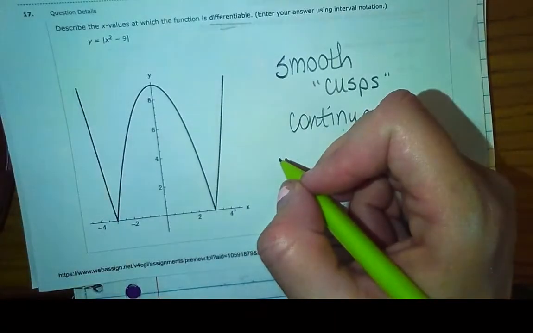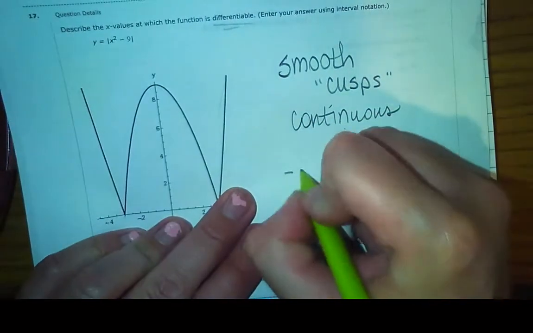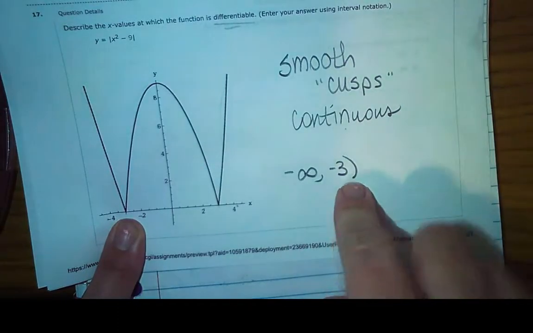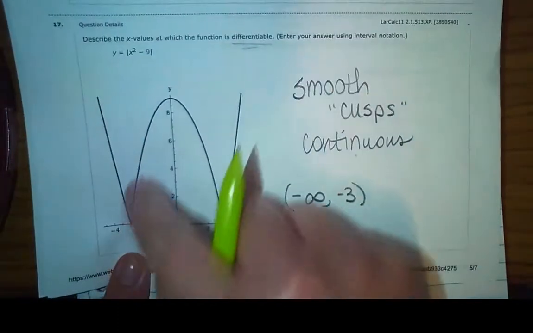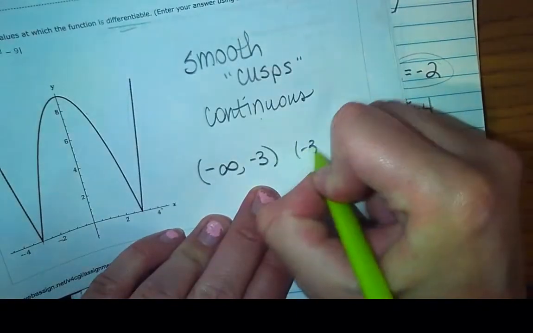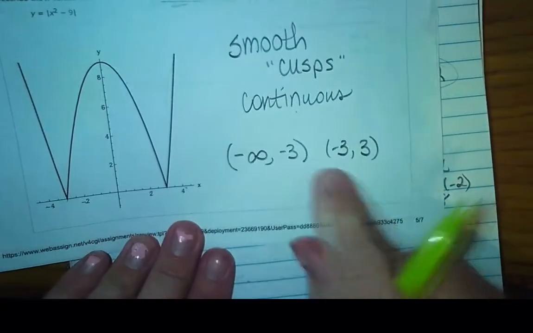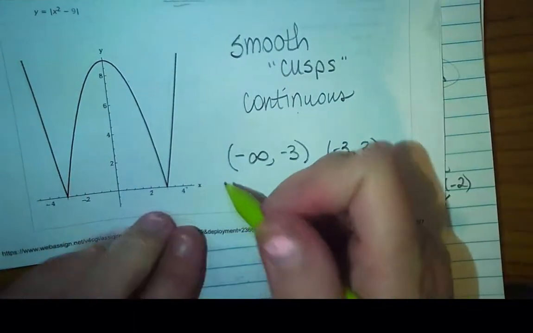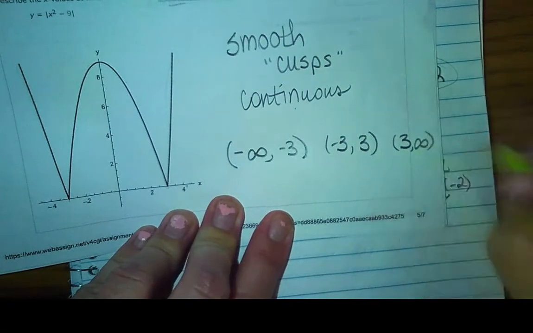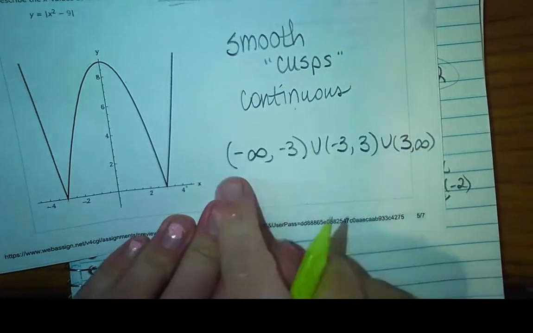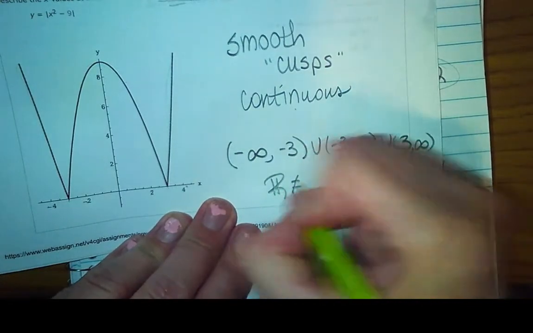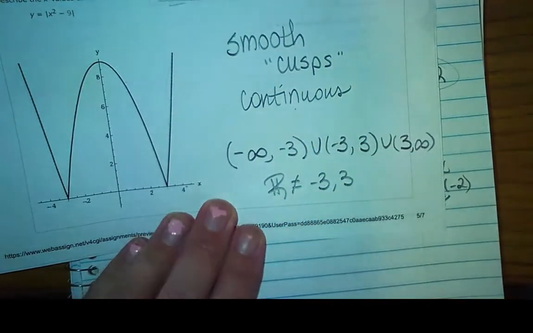So I can use every value over here. So I can go from -infinity all the way up to -3. But don't touch the -3. I can evaluate the derivative everywhere between here. So I can go from -3 to +3. But the soft brackets say don't touch. And then I can evaluate everything from 3 to +infinity. So this is a fancy way of saying I can take the derivative everywhere, just not at -3 or +3.